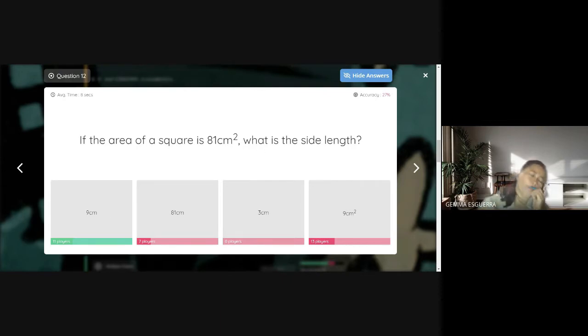Nagkakaintindihan po ba? When we get the square root of the number, so automatically nahahati din po sa dalawa yung kanyang tawag doon, yung kanyang unit. So that's only 9 centimeters. Ang dami kasing sumagot ng 9 square centimeters, 13. Mas marami pa sa 9 centimeters.